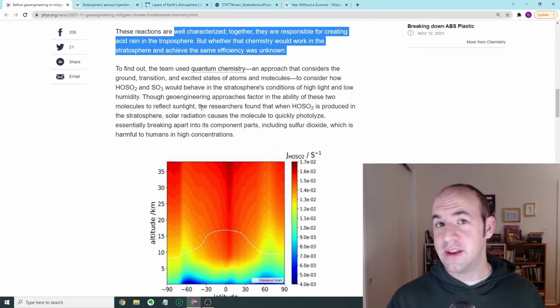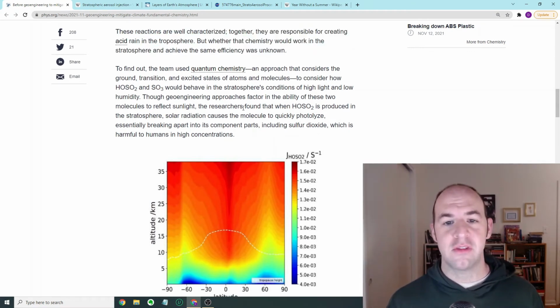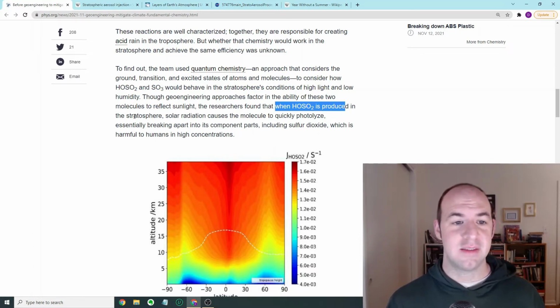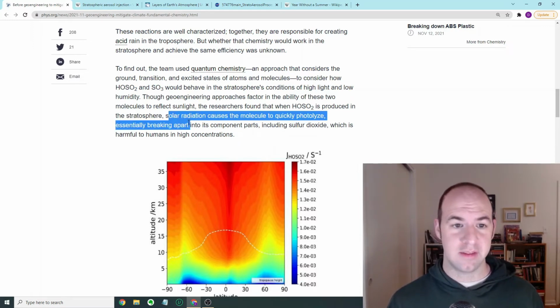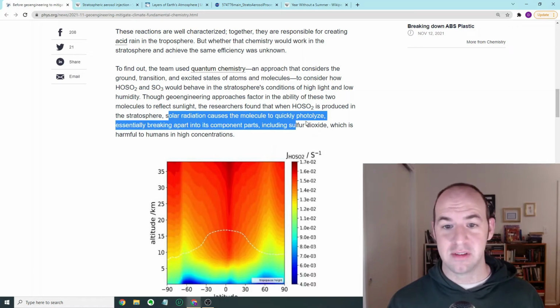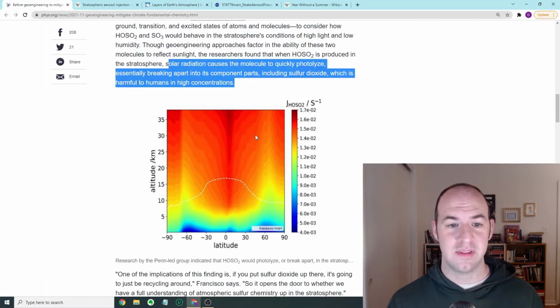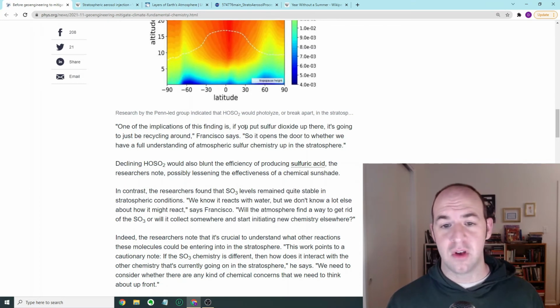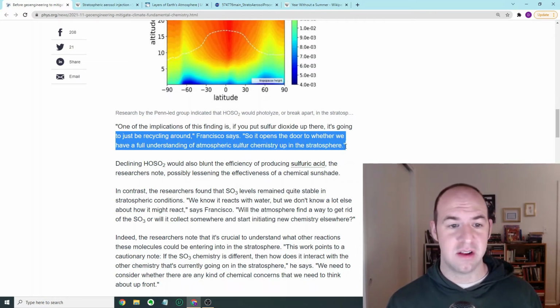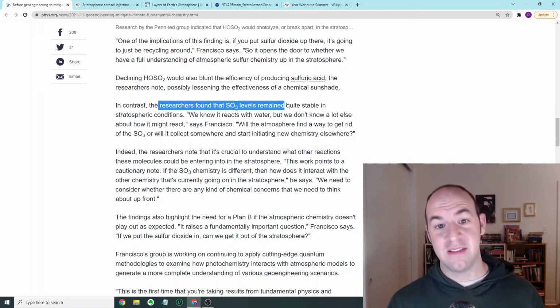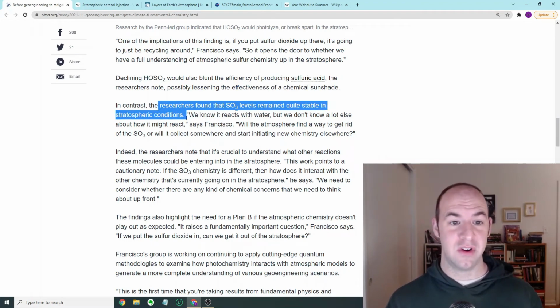So it's interesting, according to their calculations, things would actually turn out pretty differently than this. Specifically, the researchers found that when HOSO2, which is one of the intermediates that we discussed, is produced in the stratosphere, solar radiation causes the molecule to quickly photolyze, essentially breaking apart into its component parts, including sulfur dioxide, which is harmful to humans in high concentrations. So basically, if you put sulfur dioxide up there, it's going to just be recycling around. So it opens the door to whether we have a full understanding of atmospheric sulfur chemistry up in the stratosphere. In contrast, the researchers found that SO3 levels remain quite stable in the stratospheric conditions.